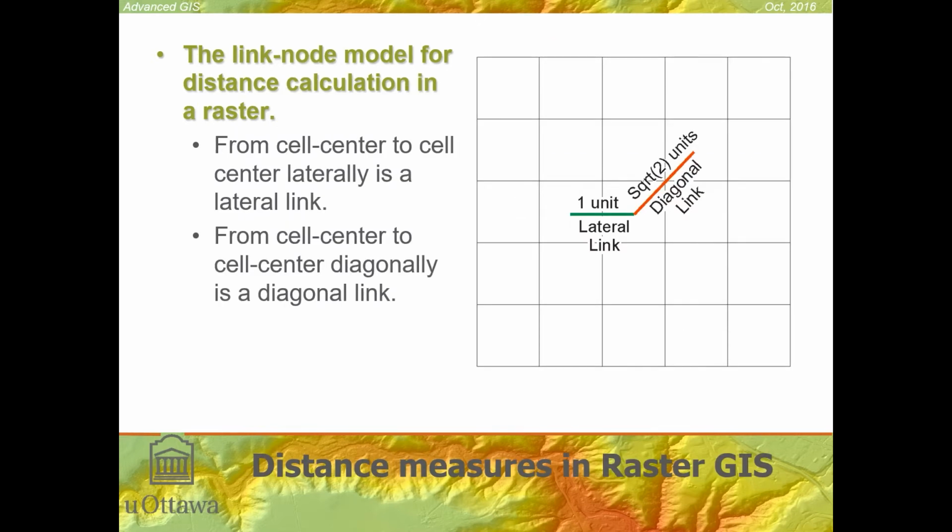Within a raster, this is made slightly easier using the link node model for distance calculations. In a link node model, we have one lateral link, which is equal to the resolution of a particular raster layer, and then a diagonal link, which is the square root of 2 times the lateral size or resolution. And these are the only possible directions that things can go in a raster, laterally and diagonally. And so it makes the calculation of distance very easy within a raster layer.